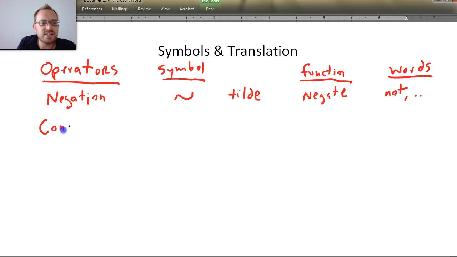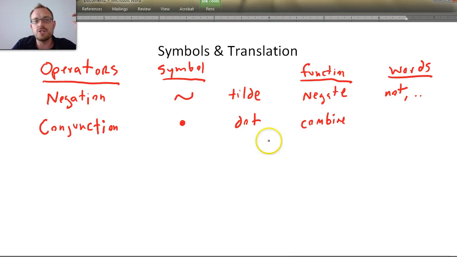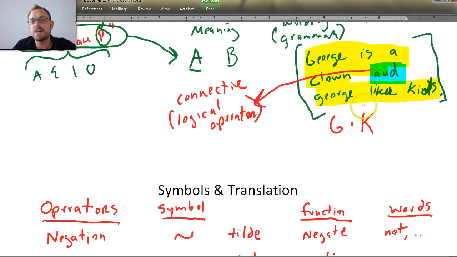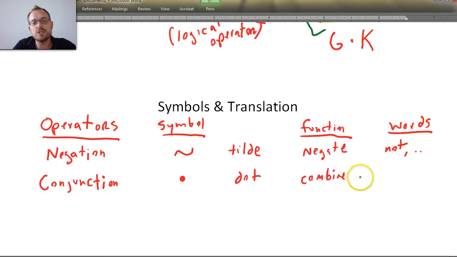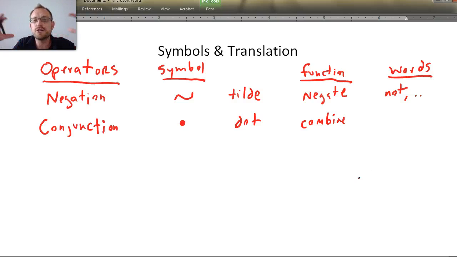After negation, we have conjunction. Conjunction is symbolized with just a little dot right in the very center. Not a period, but a little dot. And the function is to combine. That's the logical operator, the connective I used up here when we looked at G and K. That was what's called a conjunction. You can remember it because in a conjunction, you're conjoining or combining two different propositions together, right?